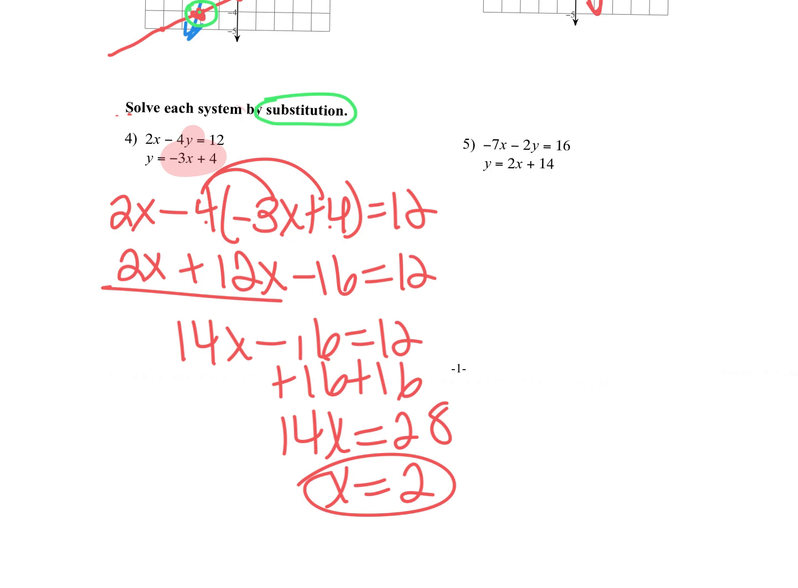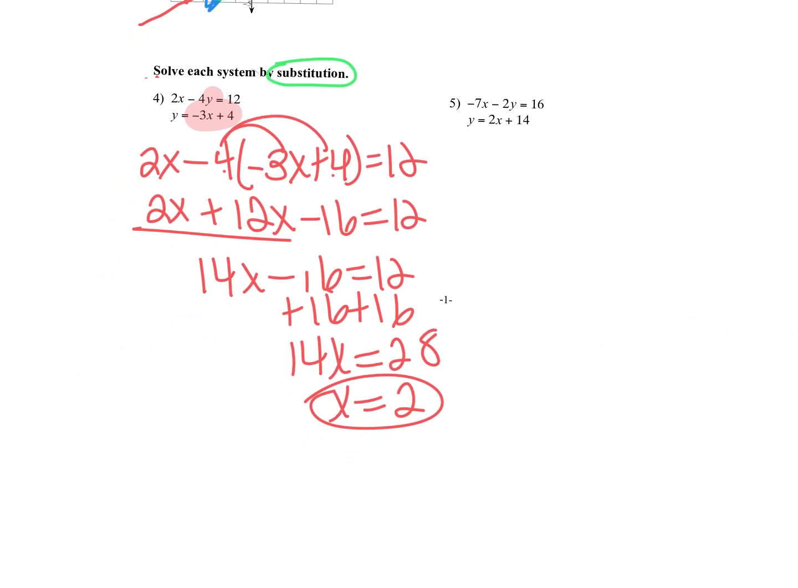But if you remember, our solution is an ordered pair, which means we need an x and we need a y. So I am going to go all the way back up to the top. I'm going to pick one of my equations. In this case, I'm going to use this bottom one, y equals negative 3x plus 4, because now anywhere I see an x in that equation, I'm going to put 2 in its place.